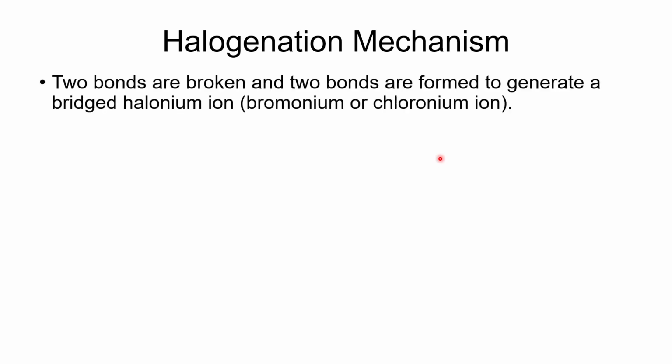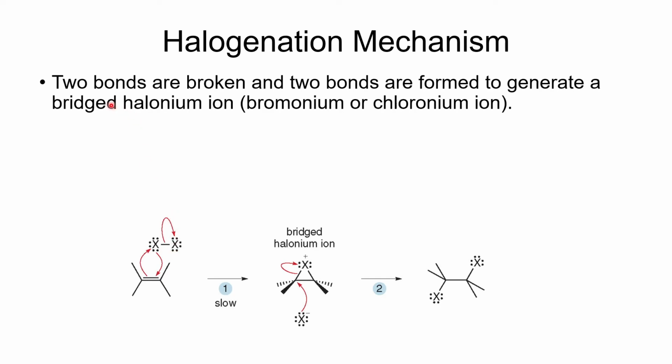So here is the halogenation mechanism. Again, only with chlorine and bromine does this work. First of all, we're going to break two bonds and make two bonds at the same time to form what we call a bridged halonium ion. The pair of electrons will come from the alkene going to the halogen atom, which has a partial positive charge, and then one of the pairs of electrons from that halogen will go and make a bond with the other carbon. And so we get this unusual, highly strained structure that is a bridged halonium ion. You'll notice there's a full positive charge on that halogen.